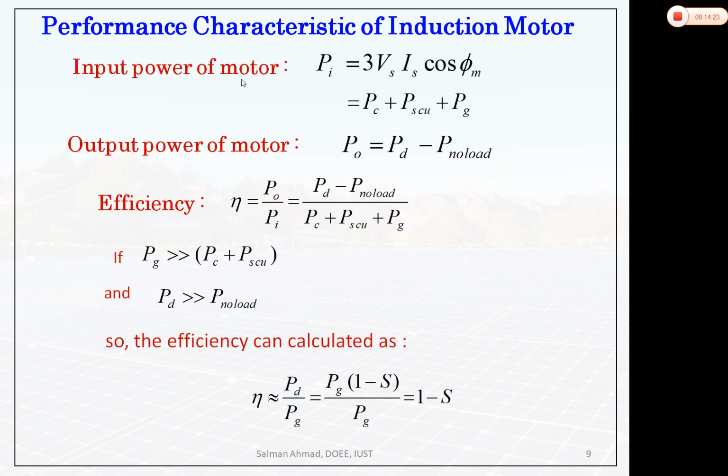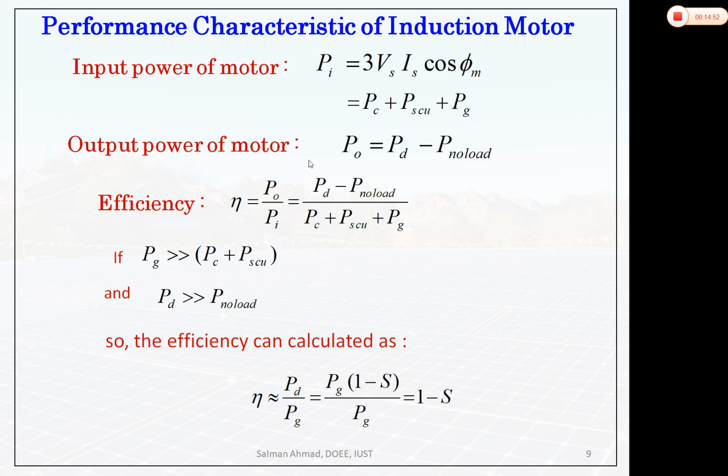Now input power to the motor will be 3 Vs Is cos phi, where phi is the phase angle between voltage and current. That will be gap power, core loss and stator copper loss. So there is core loss and stator copper loss on the stator side, then there is gap power. So input power will be the summation of these 3 components.